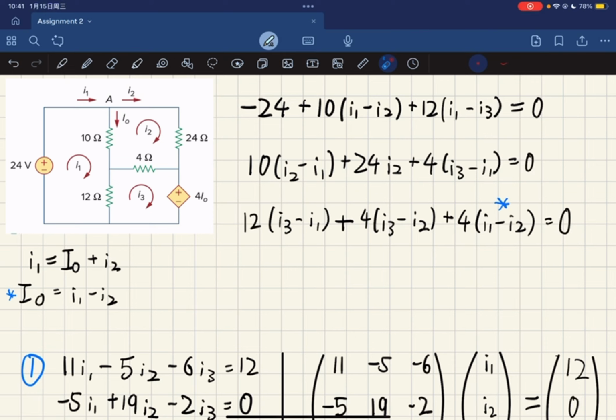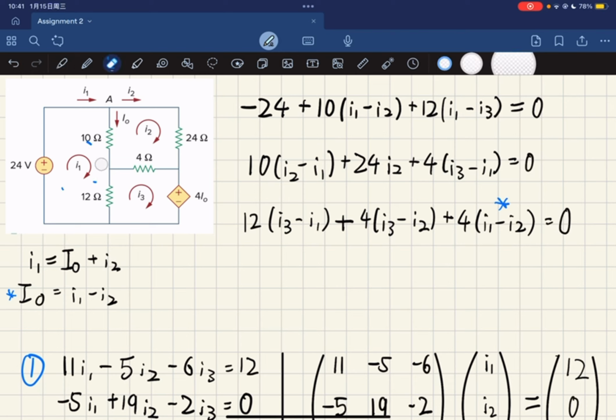Over here, we have 3 imaginary current loops, all in clockwise direction, labeled I1, I2, and I3. From here, we can try to find our equations. For example, in the first loop.